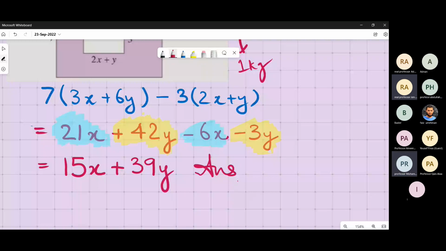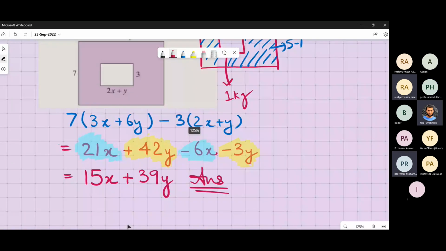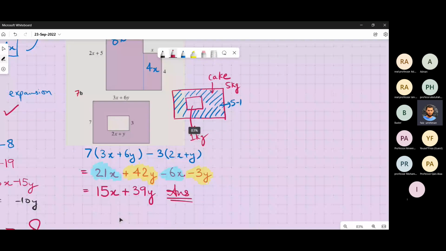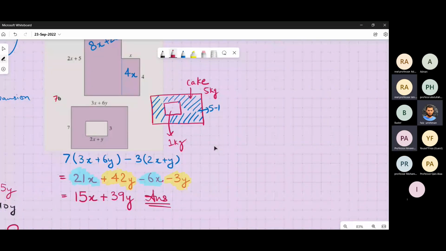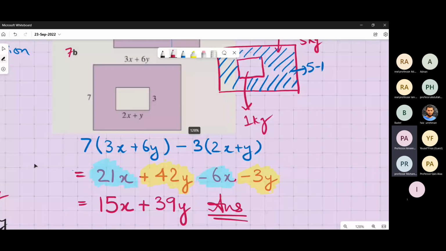Yes, so this is my answer. Who got this answer? I got it. Yusuf got it. Muhammad Ali got it. Ismail, Anas got it. Who else? You can note down the steps, okay? Even Muhammad Amara, Adnan also got the same answer.